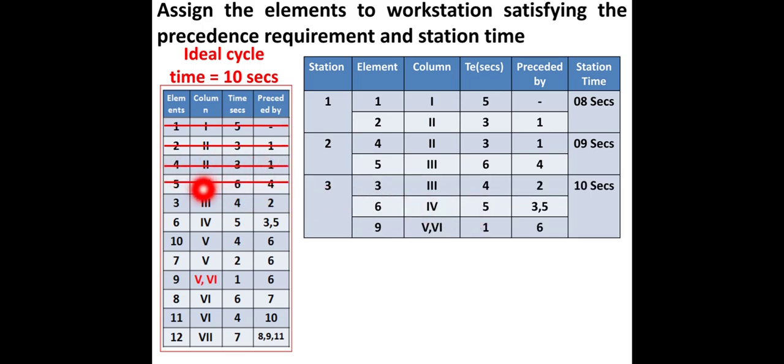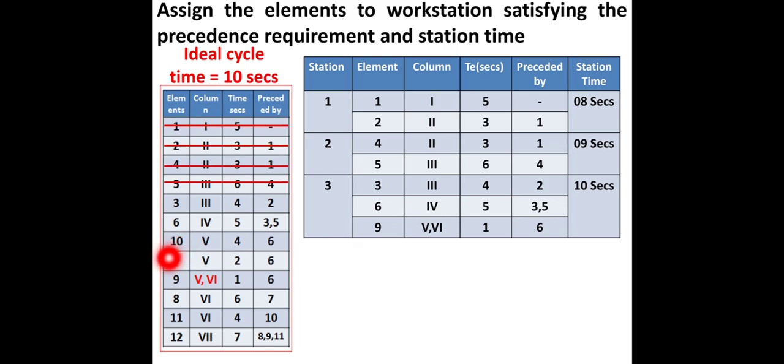So I have scratched the element which I have assigned. So now again in column 3 I have one element which satisfies the precedence constraint and cycle time, that is 4 seconds. So I have assigned it. Now in column number 4 I have one element that has time 5 and precedence constraint is 3 and 5. 3 and 5 are appearing above that, so I can assign element number 6. So I assigned it. So 5 plus 4 will be 9.